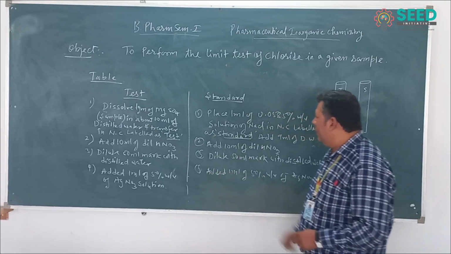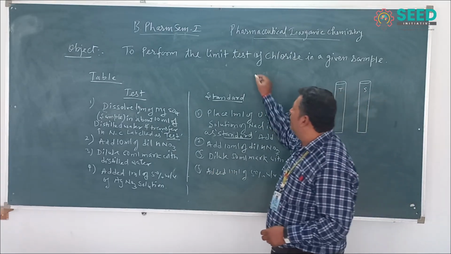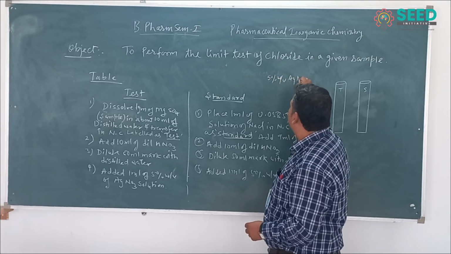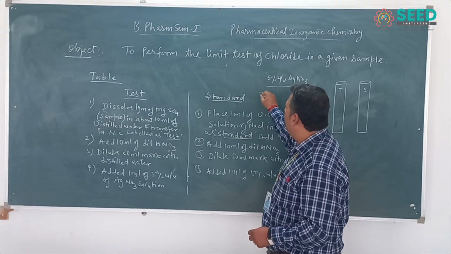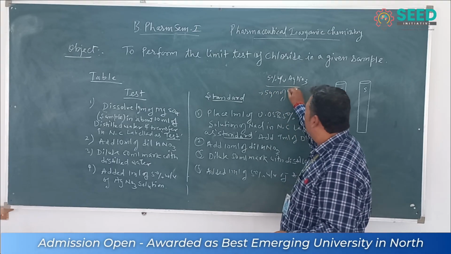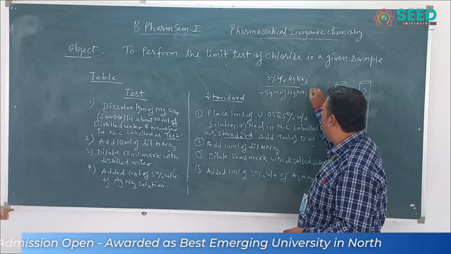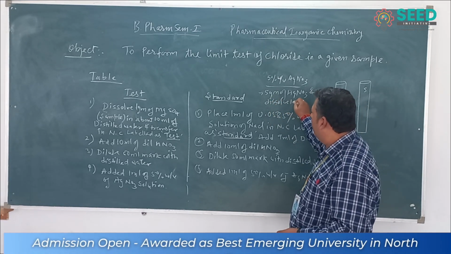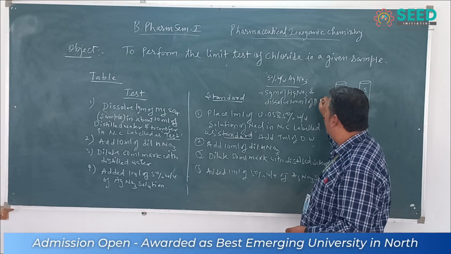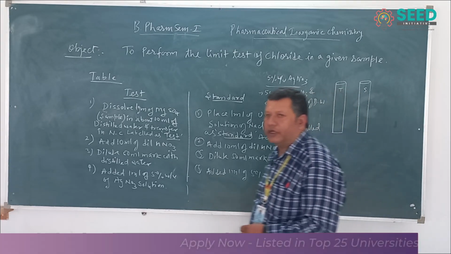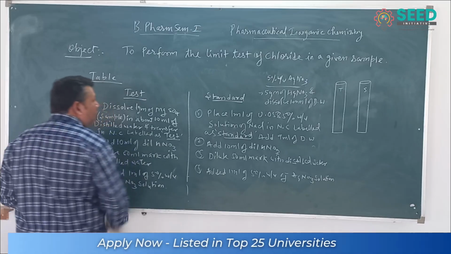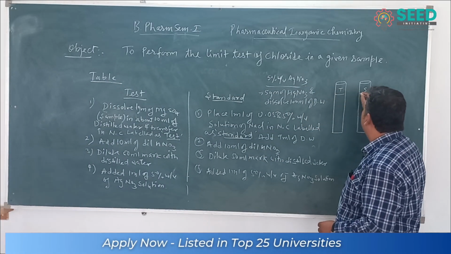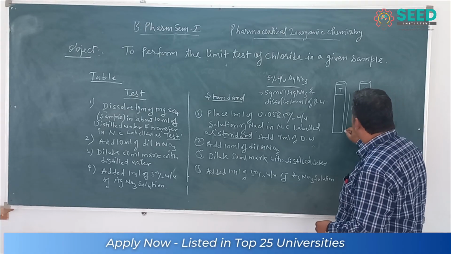So how do we make the 5% weight by volume silver nitrate solution? We take 5 grams of silver nitrate and dissolve it in 100 ml of distilled water. Then there is one more thing to be known: both Nessler cylinders are to be marked with the 50 ml mark.